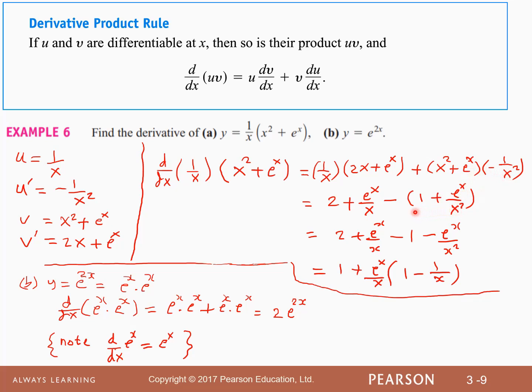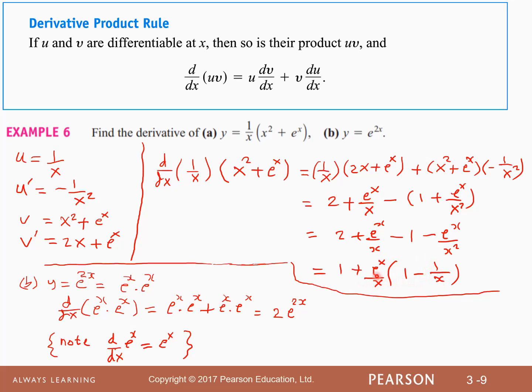Now we can remove this parenthesis, so we'll have 2 plus e to the x divided by x minus 1, and then minus e to the x divided by x squared. We know that 2 minus 1 is going to give us 1. And then e to the x over x is common between these two, so we'll take e to the x over x as a factor. From this one we'll get 1, and from this one we'll get minus 1 over x. And that's pretty much the answer.